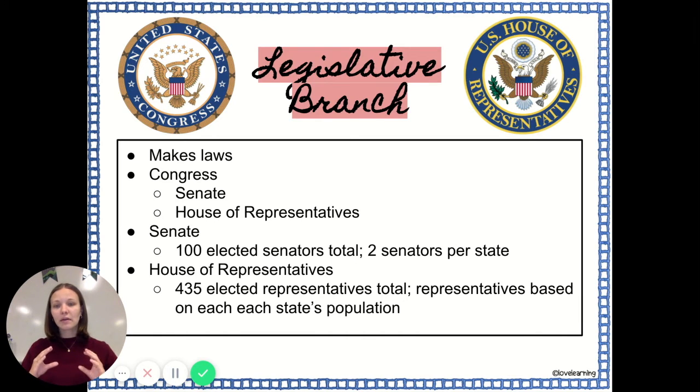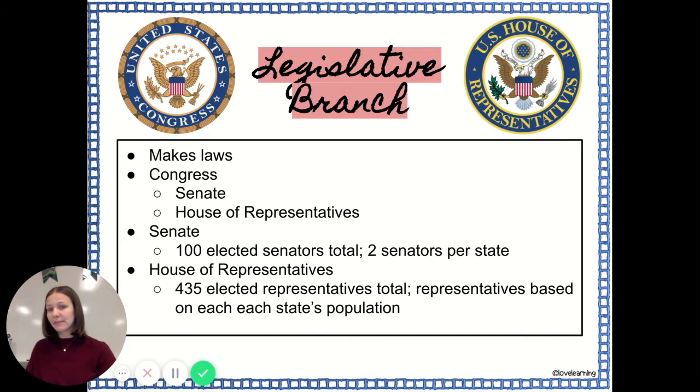The House of Representatives and the Senate work together to pass bills, to create laws, they really govern, and they have checks and balances with the president, which is in charge of the executive branch. So within the Senate, there are 100 elected senators. That means there are 100 elected senators total, but 2 are from each state. So we have 50 states, 2 from each state. That's a really great even number of 100.